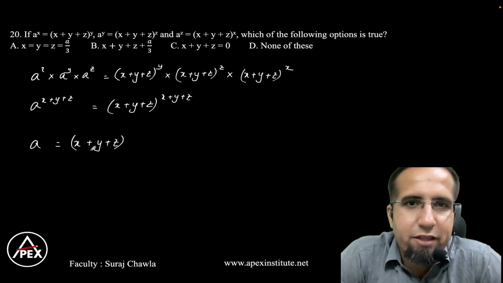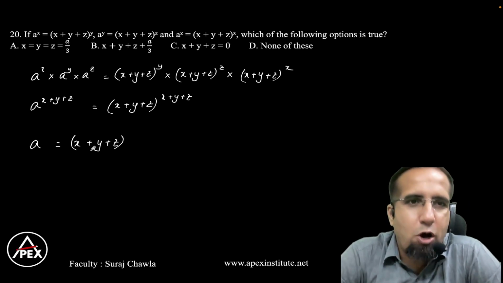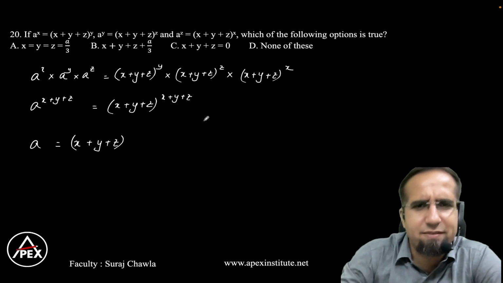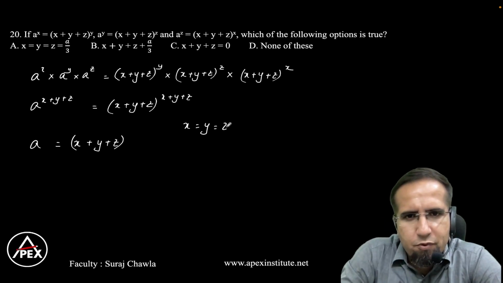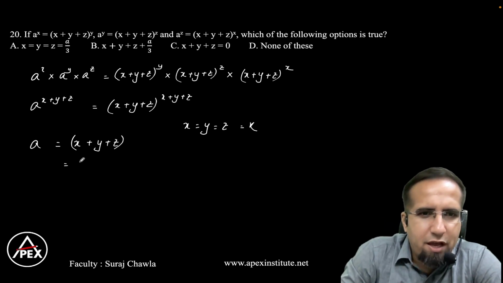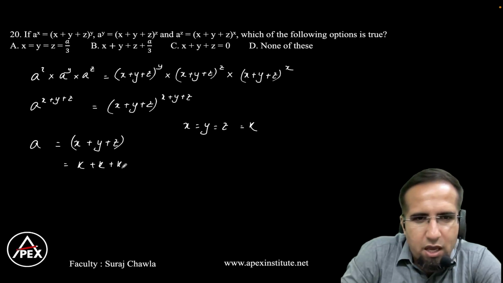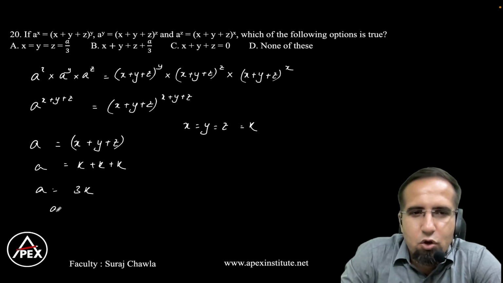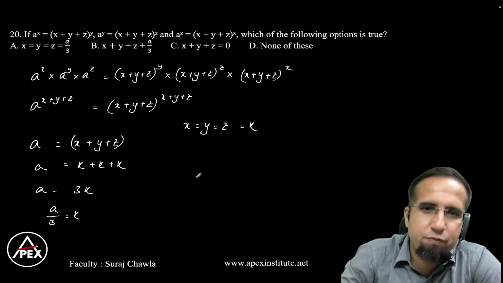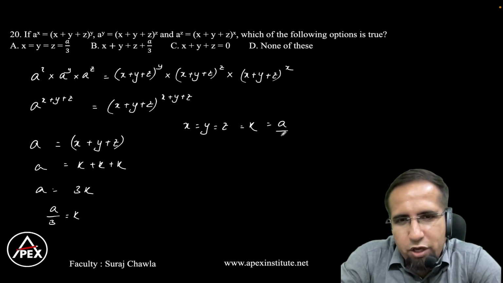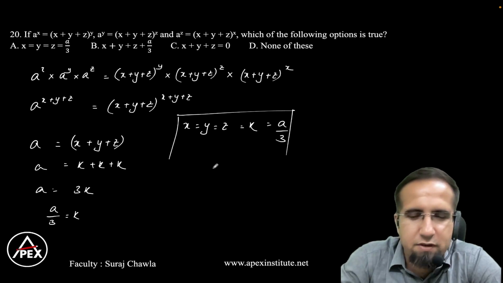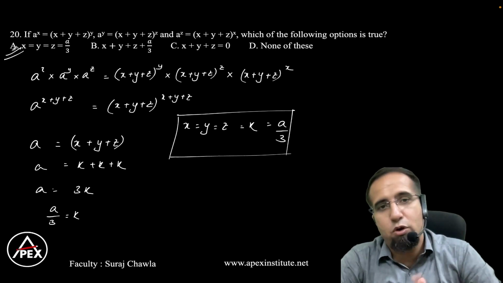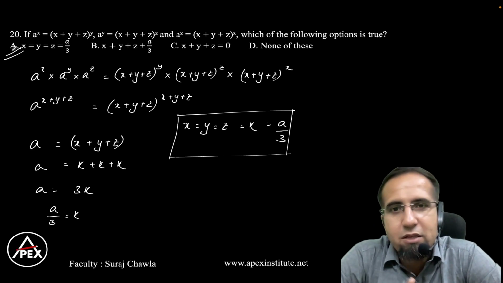Now our job is to look at the options. Clear? So if I look at the options, let's look at the first option. x is equal to y is equal to z is equal to a by 3. So let's assume that x is equal to y is equal to z, let's say equal to k. So we have this as k plus k plus k is equal to a, or a is equal to 3k, or we get a by 3 is equal to k. So if I replace k here, which is equal to a by 3, the first option is giving us the required answer. I can always go ahead with this as x is equal to y is equal to z, which is also equal to a by 3.